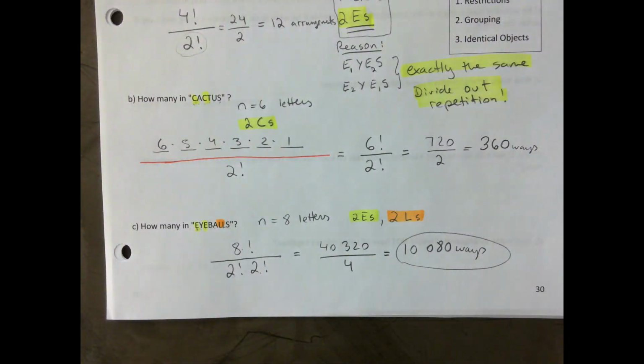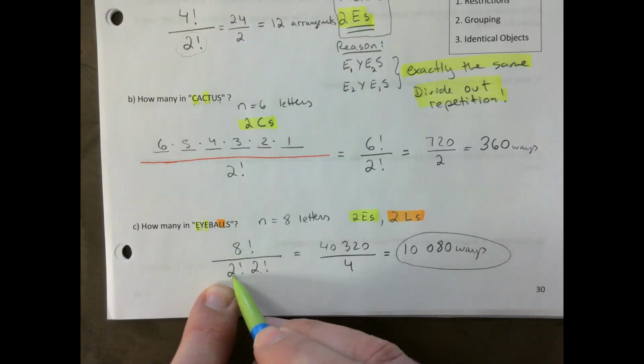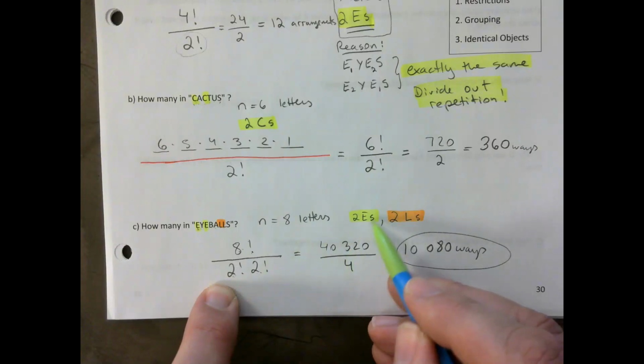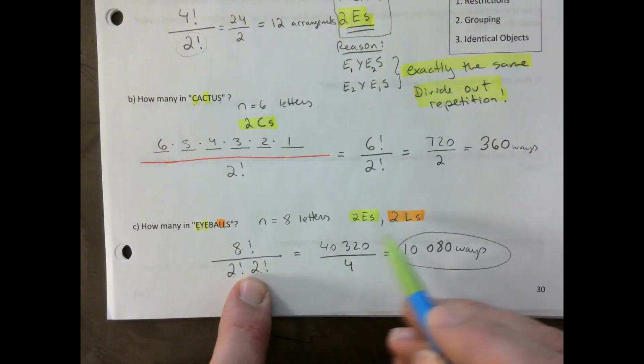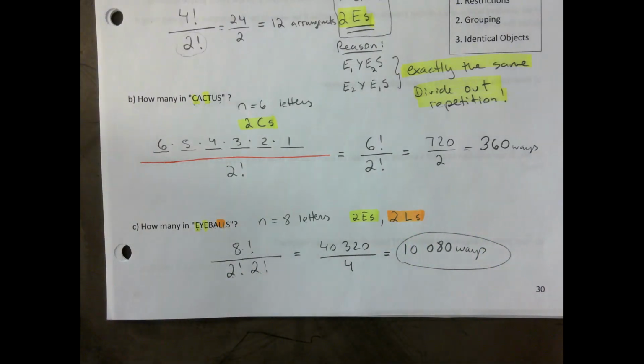So that's where the formula comes in, right? P is equal to n factorial divided by a factorial, which represents the E's, 2 factorial, which represents the number of L's in this case, and it just keeps going like that. Okay, moving forward.